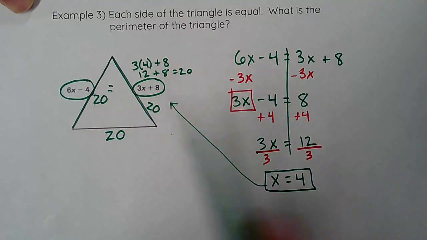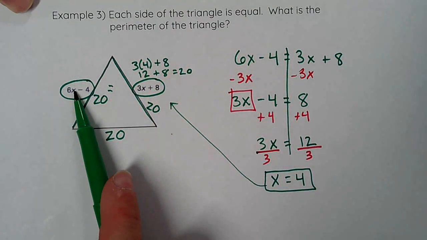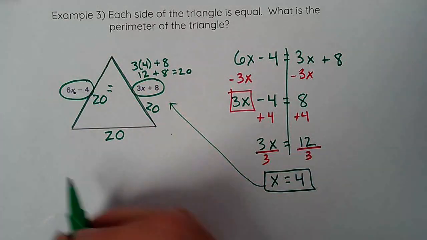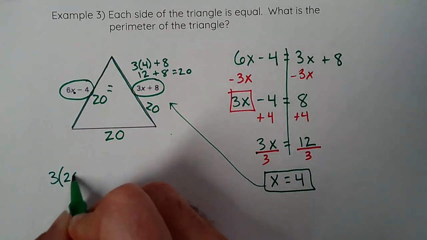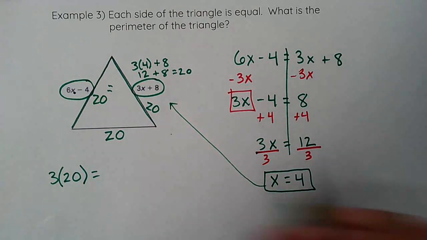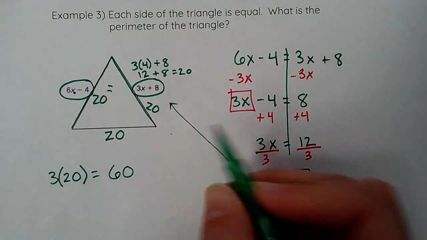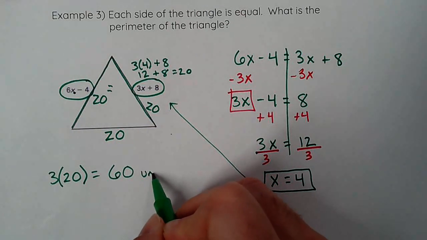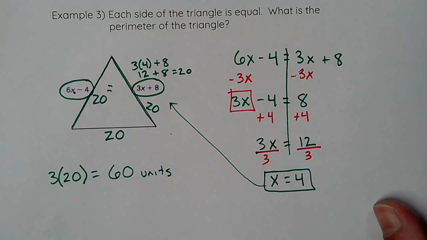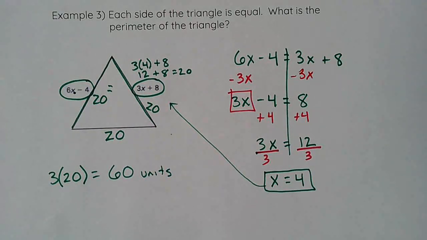Now, just to be sure, 6 times 4 is 24. 24 minus 4 is 20. So I have 3 sides of 20 for a perimeter of 60. And we're going to say 60 units. And that is variables on both sides of an equation.